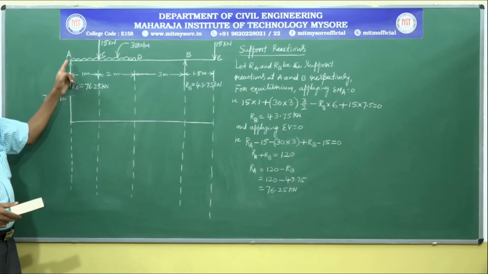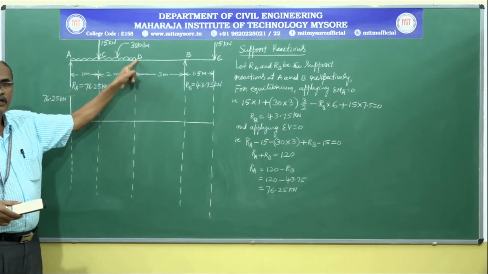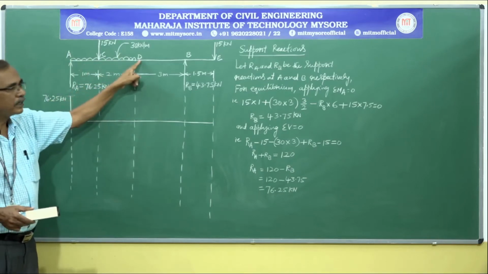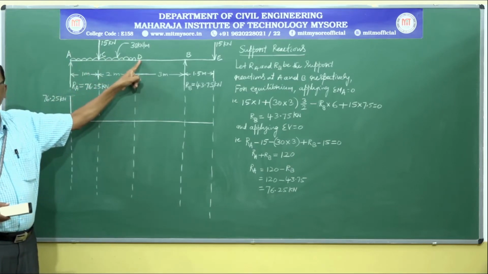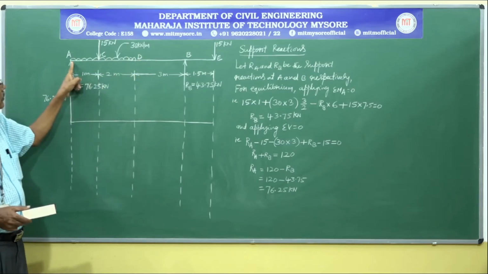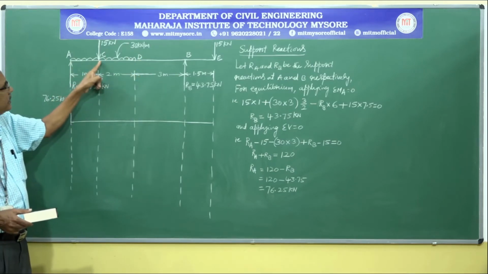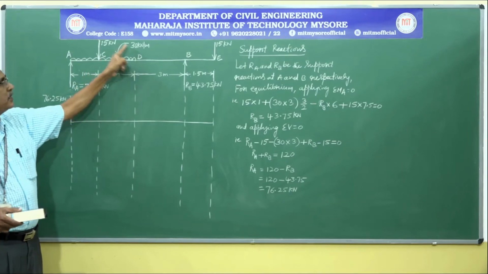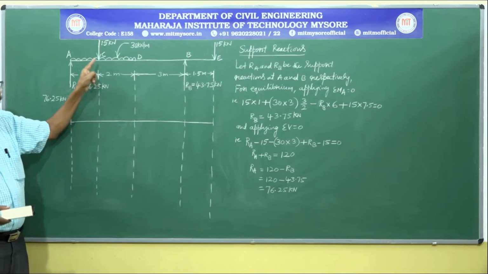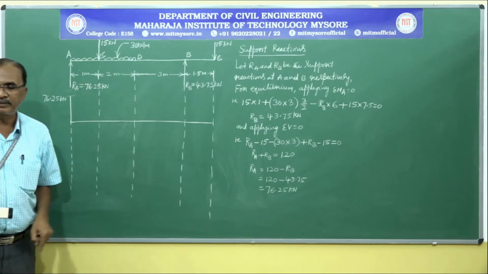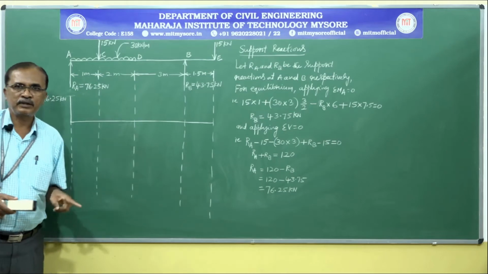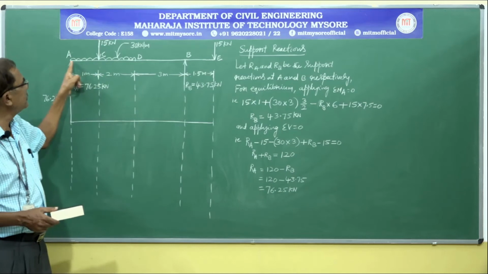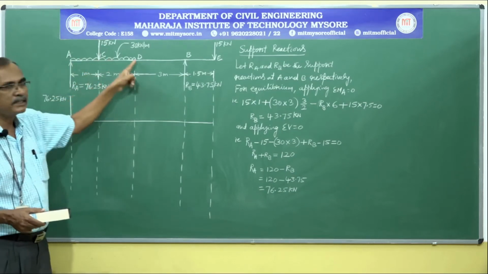Next, here we need to understand that between A and D continuously UDL is acting. Again, between A and C also UDL is acting of same intensity. At point C there is a point load, and we consider C also a salient point. Hence, these two segments are to be considered separately. We have to consider AC segment and then CD segment.